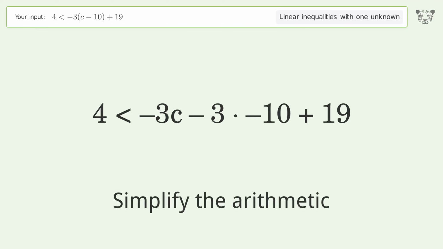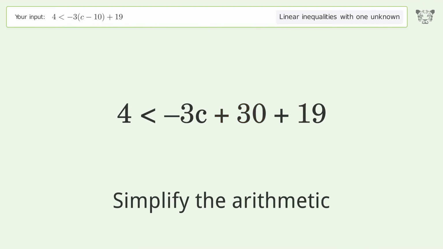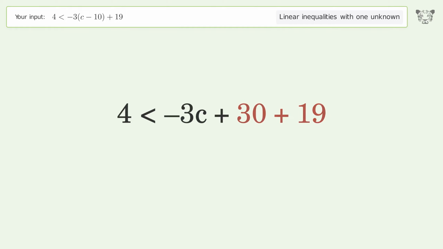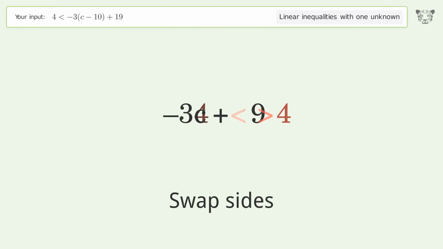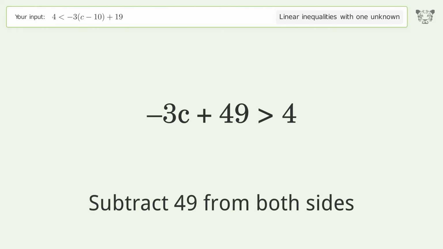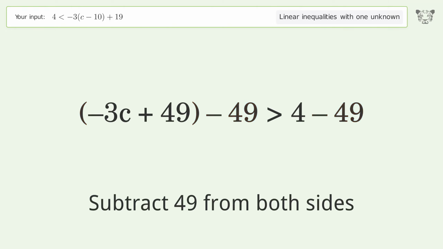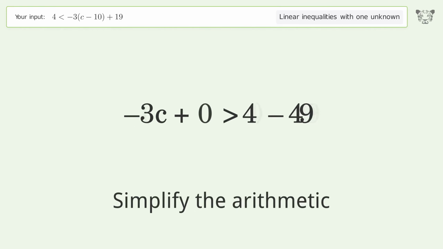Simplify the arithmetic. Swap sides. Group all constants on the right side of the inequality. Subtract 49 from both sides. Simplify the arithmetic.